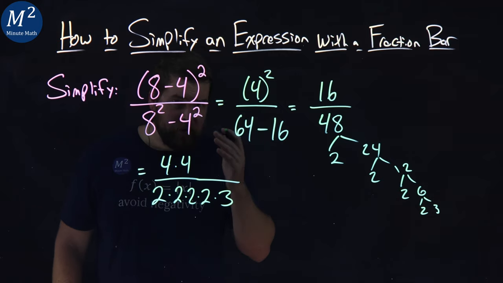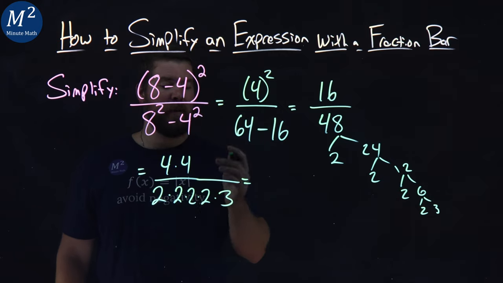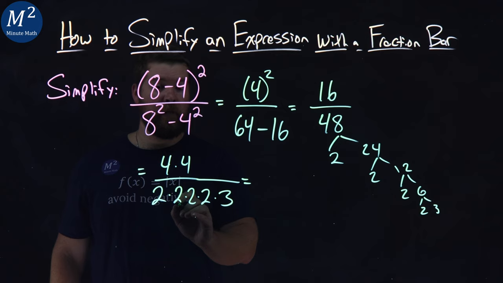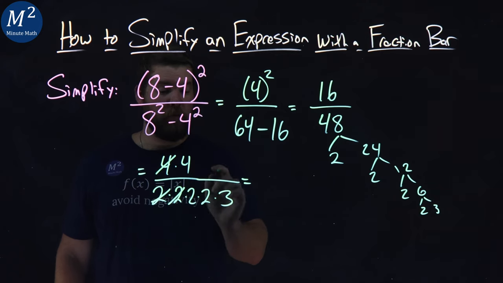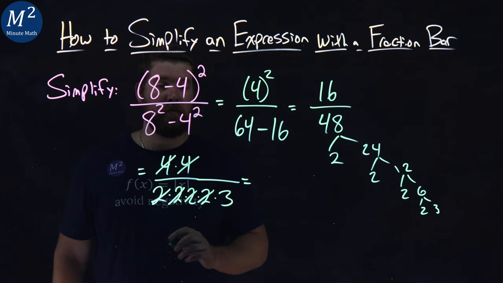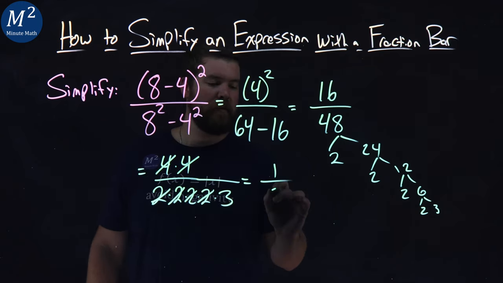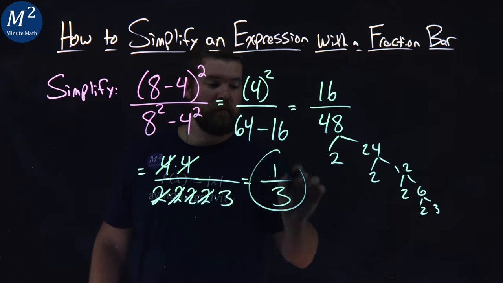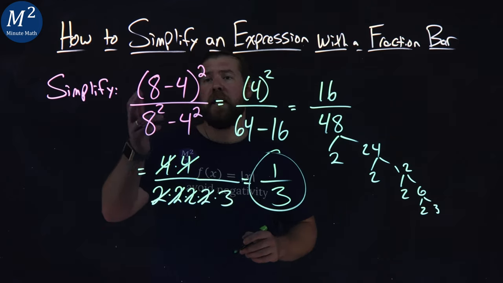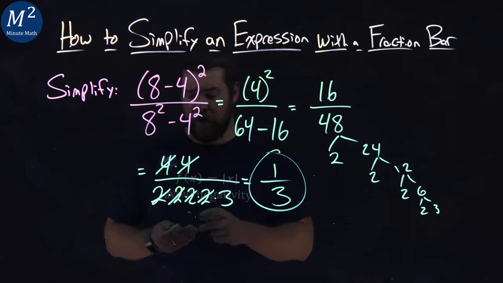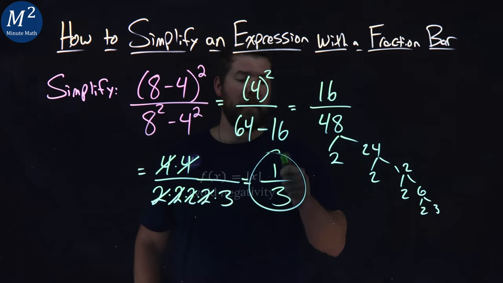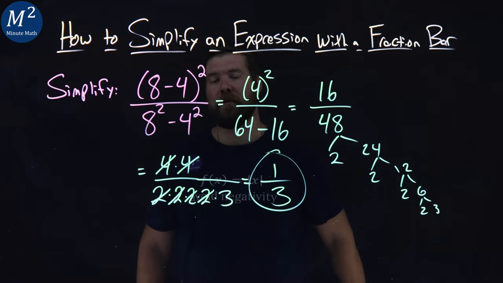Now let's cross off our like terms, or similar numbers. 2 and 2 make 4. So this 4 crosses off with these 2s. This other 4 crosses off with the other 2s. So we're left with a 1 in the numerator and a 3 in the denominator. And there we have it. We simplified 8 minus 4 all squared, divided by 8 squared minus 4 squared, and we got a 1/3.